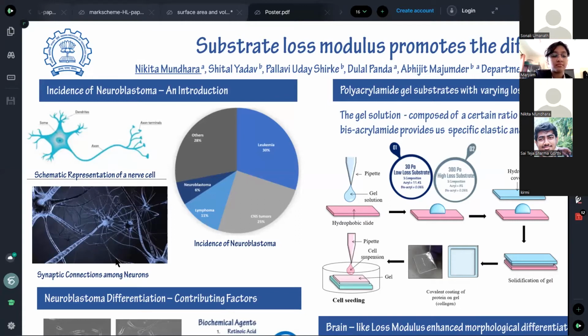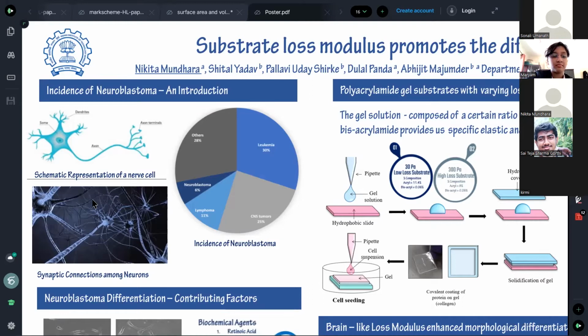Once the neurons get differentiated, what happens? It has been seen to be a therapy for neuroblastoma because the differentiated cells no longer have the process of rapid division, which is seen in neuroblastoma. I mean, in cancer, we know what happens: uncontrolled growth, uncontrolled division, right? So what are the agents that promote neuroblastoma differentiation?